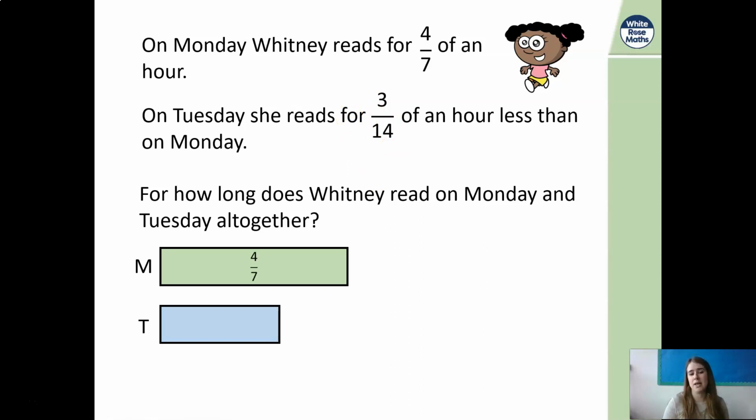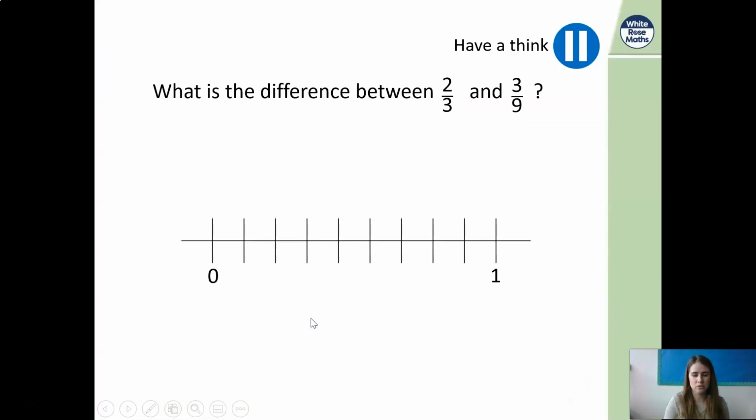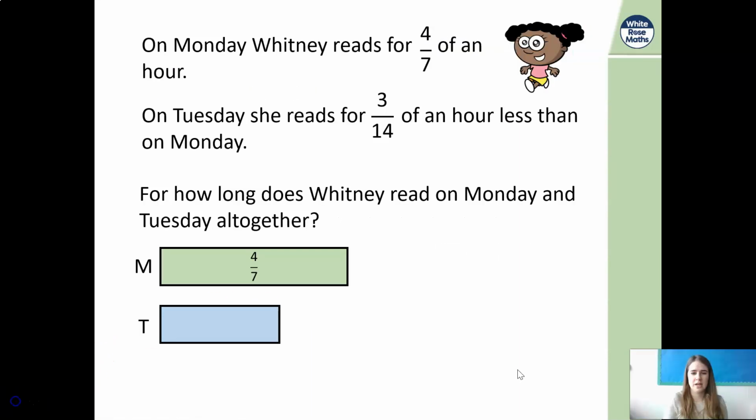So I know that on that Monday she reads for 4/7 of an hour. Now that difference here, okay, between what she read on Monday and what she read on Tuesday is, oh my goodness, my apologies, 1 second. I somehow managed to skip to the end of my lesson there and I do apologise.